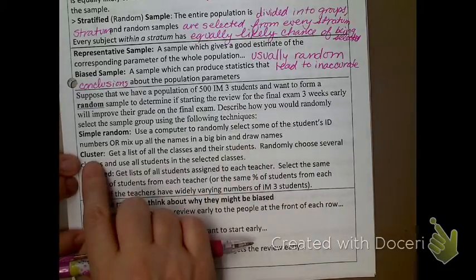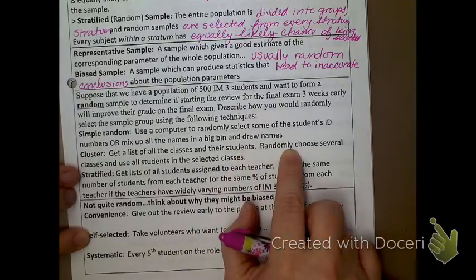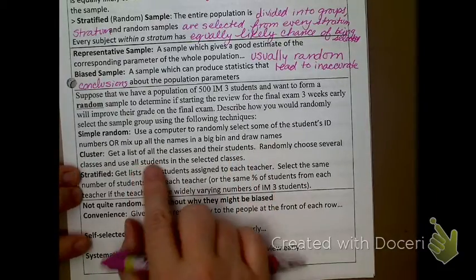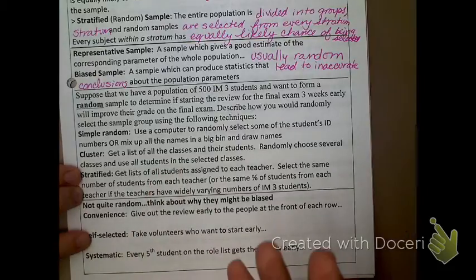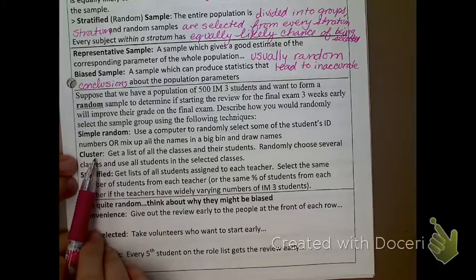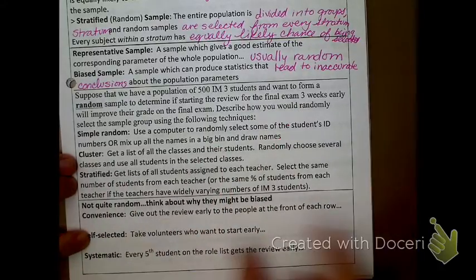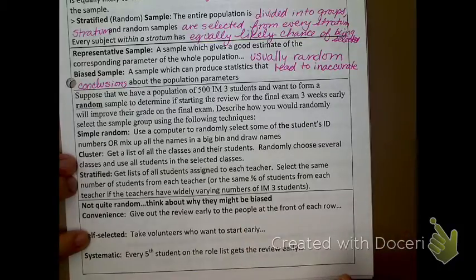A cluster sample. I would get a list of all the classes and their students, and then I would randomly choose several classes and use all the students in those classes. So again, with my classes, if I looked at my periods 4, 5, and 6, I would maybe give period 4 their final exam review 3 weeks early, and then compare their results with my other classes that did not get it 3 weeks early.